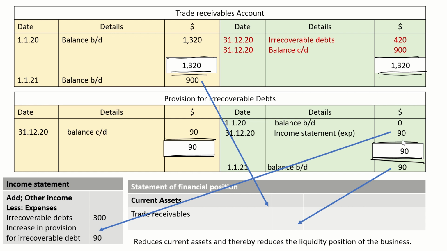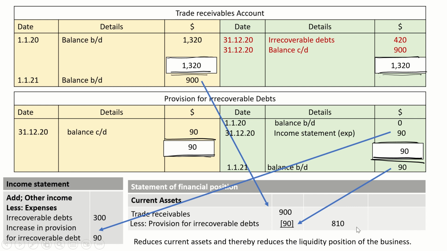Whereas there is an increase in provision for irrecoverable debt, which should be shown under expenses in the income statement as 90. Then you enter the net trade receivable amount and the closing balance of provision for irrecoverable debt, this 90 should be reflecting in the statement of financial position. So less provision for irrecoverable debt worth 90. Therefore, now your net trade receivable in statement of financial position is 810.